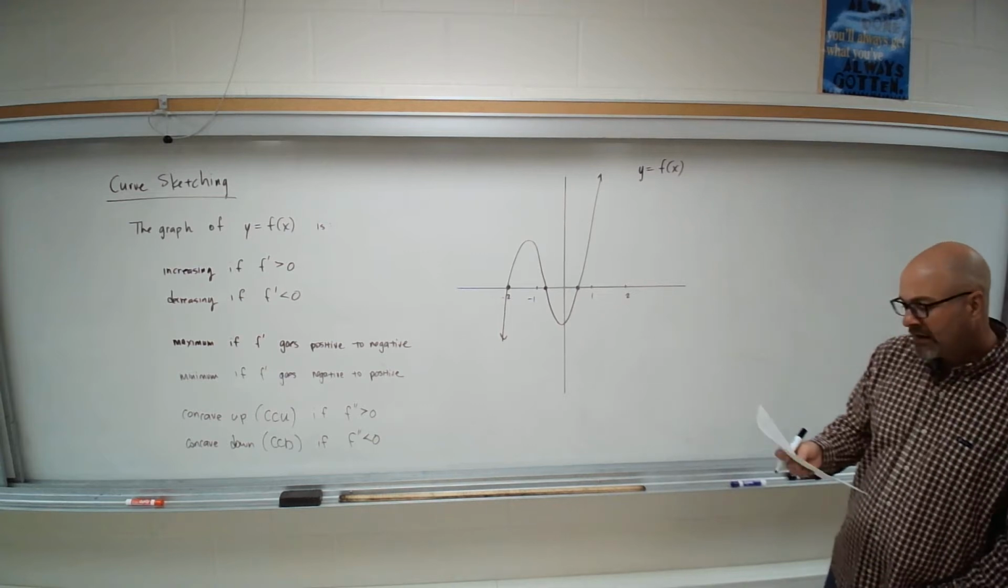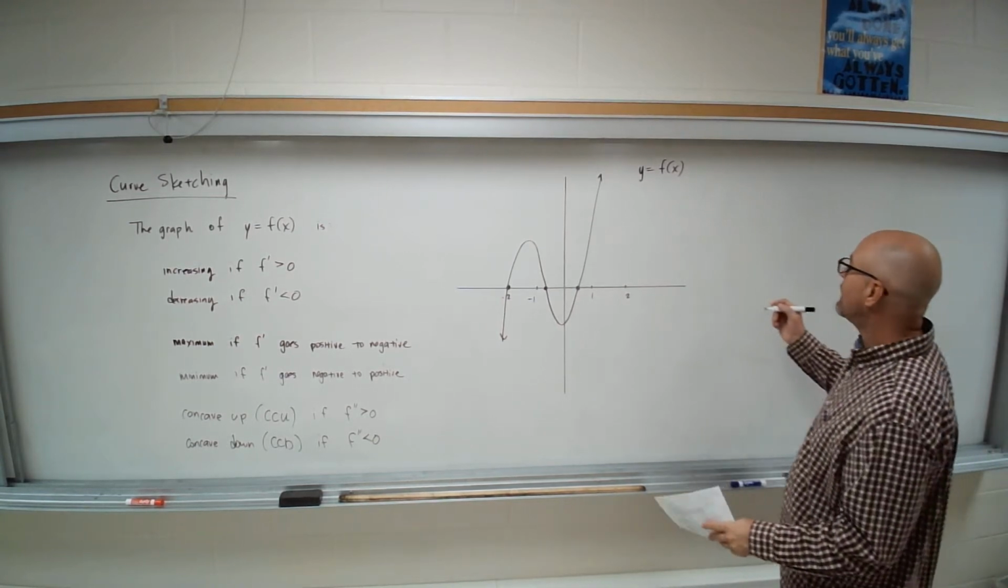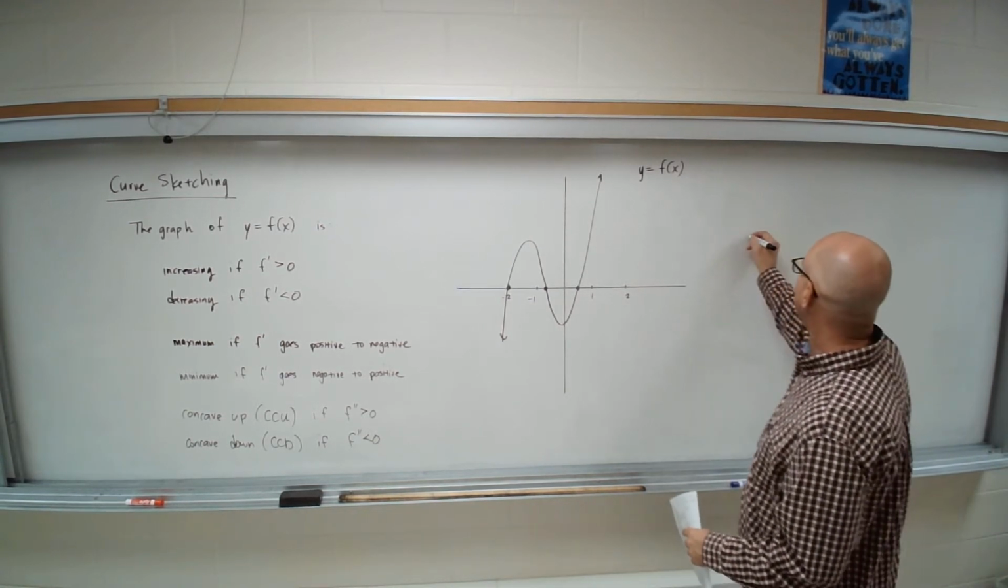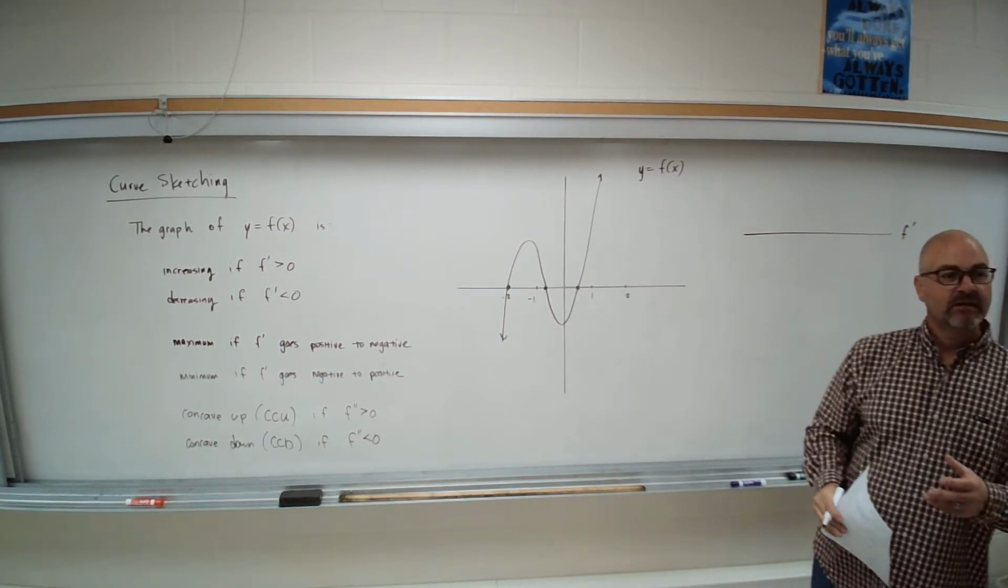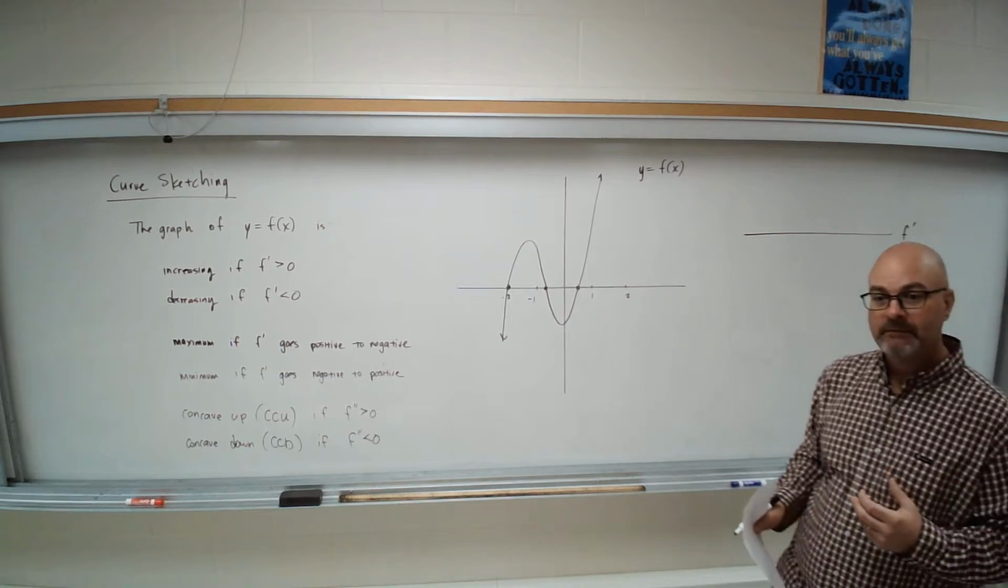So what we're going to do here is create a number line for f prime. So I'm going to go ahead and make a number line. I'm going to label it f prime. Okay, so, yes? We didn't get a paper like the graph.